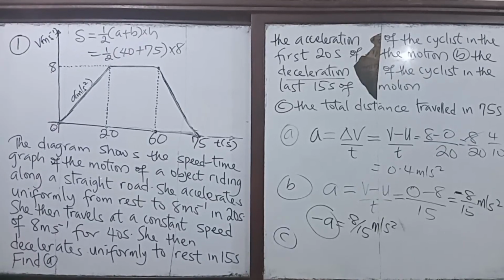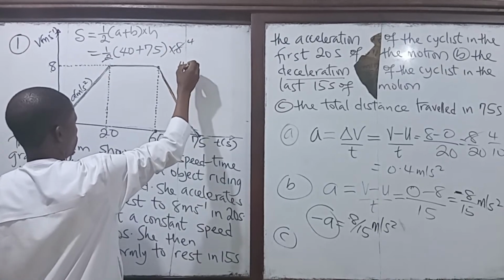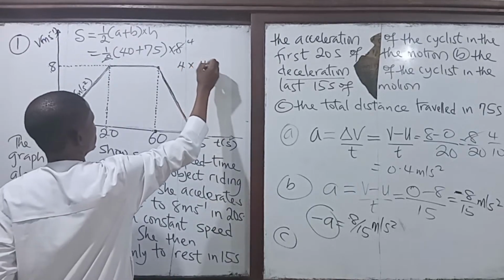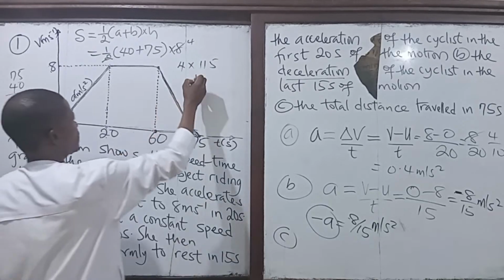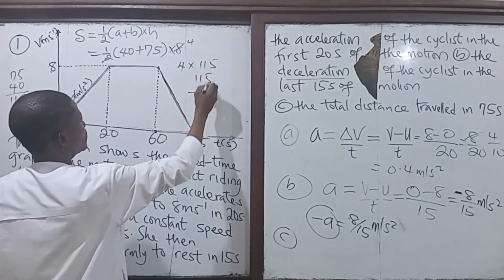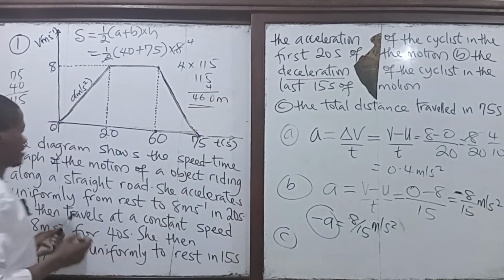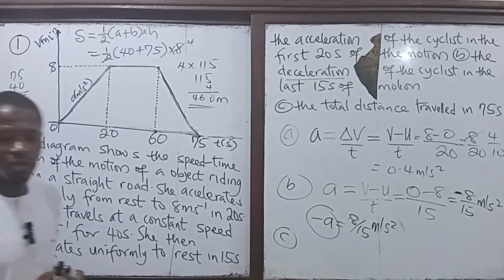Then this will be equal to 2 here, 1, 2 here, 4. So we're having 4 times 115. 4 times 115 is 460 meters. That's 460 meters for the total distance travelled.